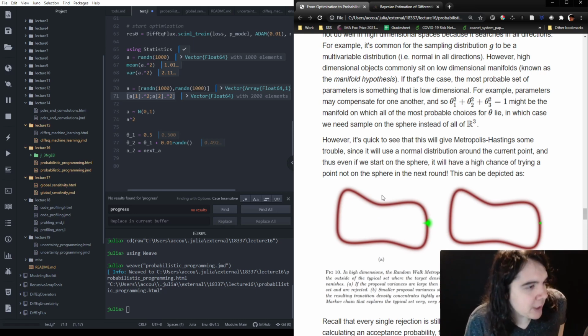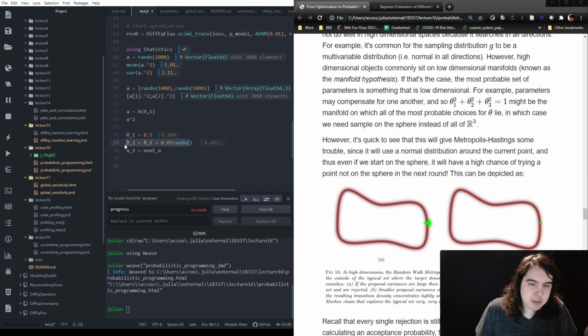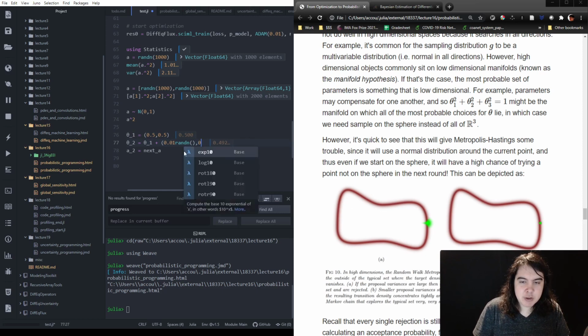And that gives Metropolis Hastings a real issue, right? Because let's say we want to do Metropolis Hastings in multiple dimensions here, right? So we say, with theta 1 equals 0.5, 0.5, right? What's our sampling distribution going to be? Well, let's say we do theta 2 is equal to 0.5, 0.5, and let's just do random numbers across each of them.